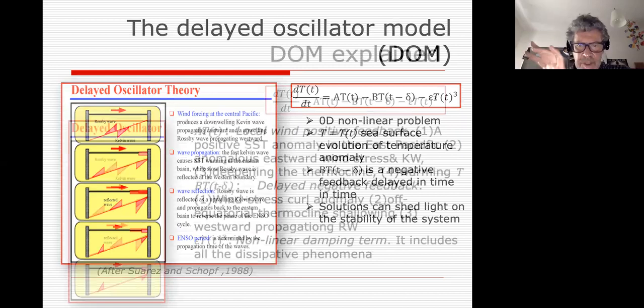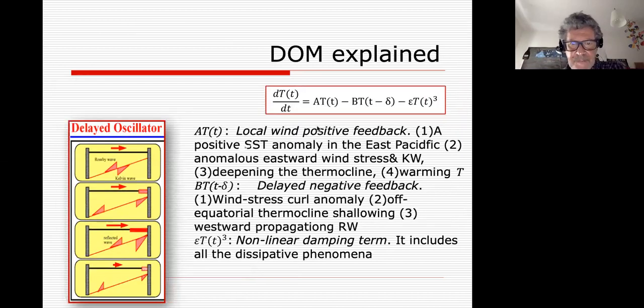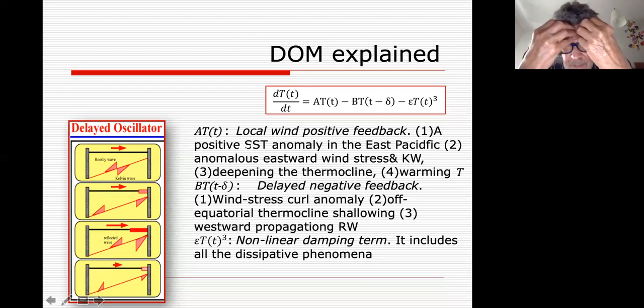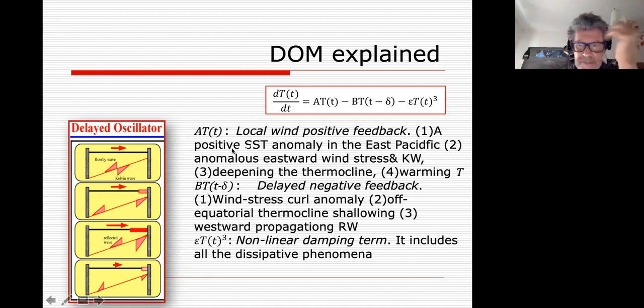Let's look more in detail at these terms. So we want to see what are the changes in the temperature anomaly on the eastern side. We have a local wind positive feedback, which is AT, a positive SST anomaly in the East Pacific.